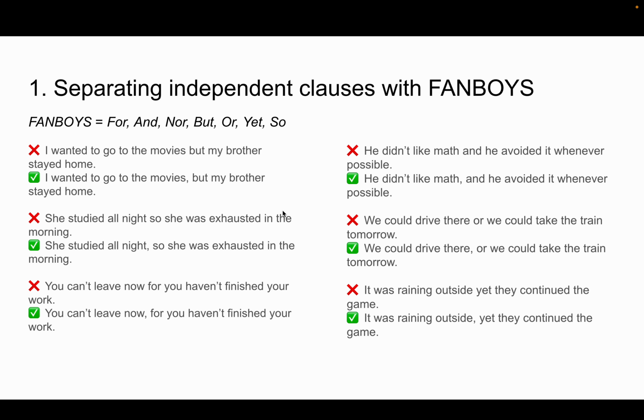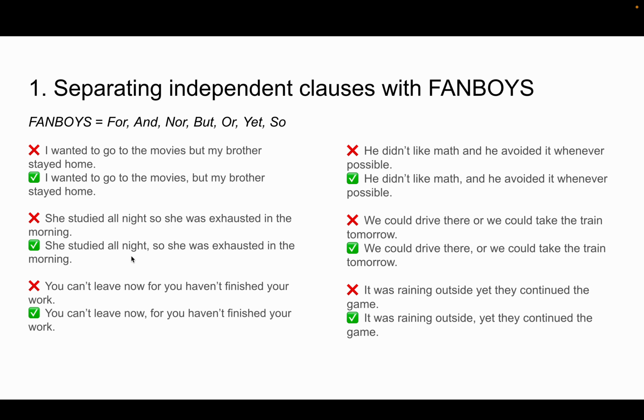As an example, there's a sentence here which says, I wanted to go to the movies, but my brother stayed home. I wanted to go to the movies is already a complete sentence on its own. My brother stayed home is already a complete sentence on its own. So these are the independent clauses. The conjunction that combines them is this but. However, the proper way to combine them with this conjunction is to have a comma before the word but.